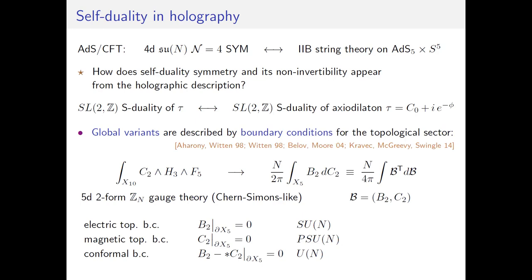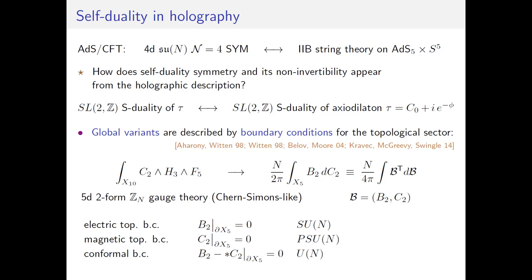And so the first step is to understand how these global variants appear from the point of view of the bulk. This is a problem that has been understood long ago. Essentially, there is a topological sector in type IIB string theory and supergravity that follows from this Chern-Simons coupling in supergravity. If you compactify it on S^5, there are N units of flux on S^5. So you get this action here.